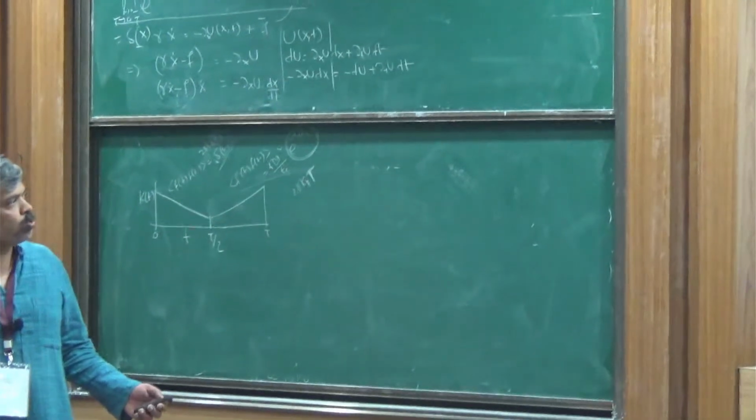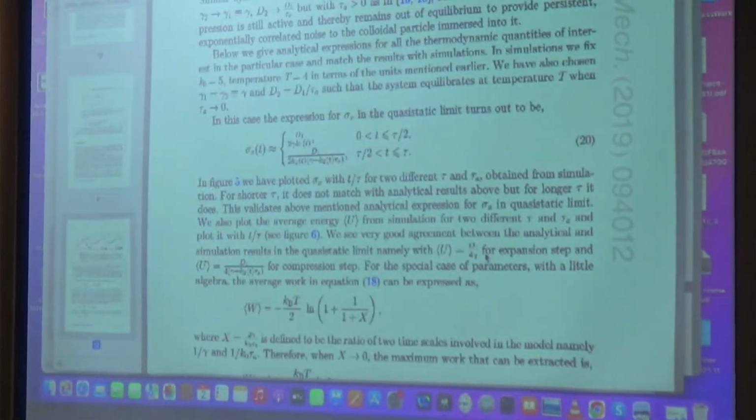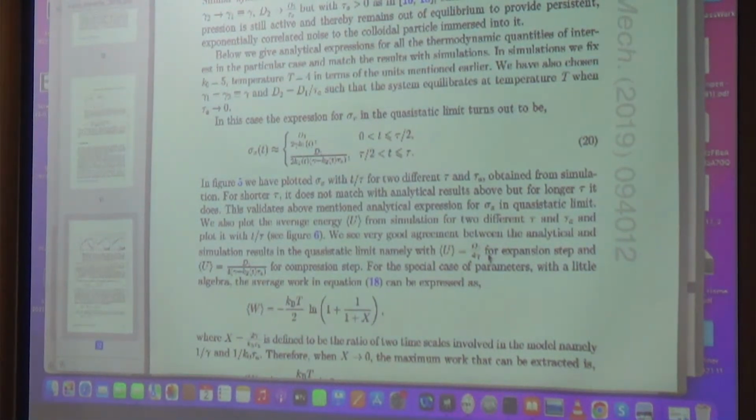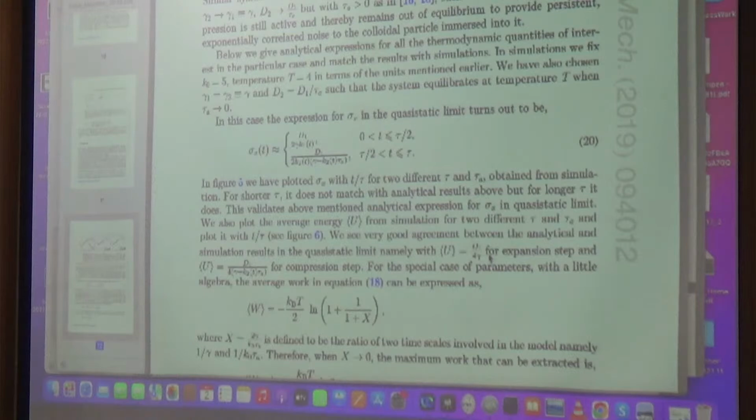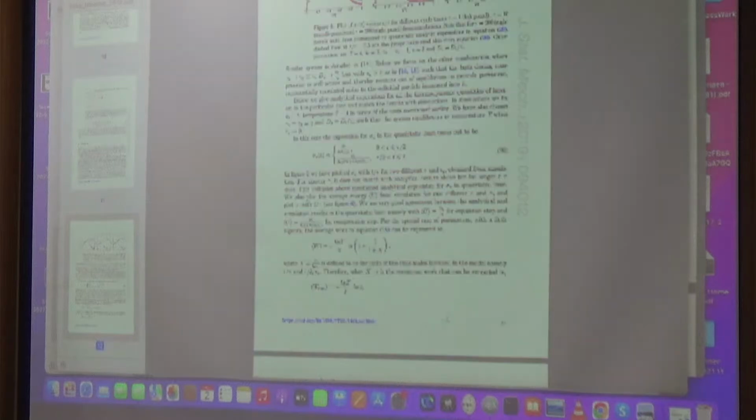So now you can calculate in the quasi-static limit what is your sigma, or in the earlier class notation it was omega: x square average. X square average in the first half, which is the thermal half, and the x square average in the active half. And this actually carries the information of activity. It's not very clear here.